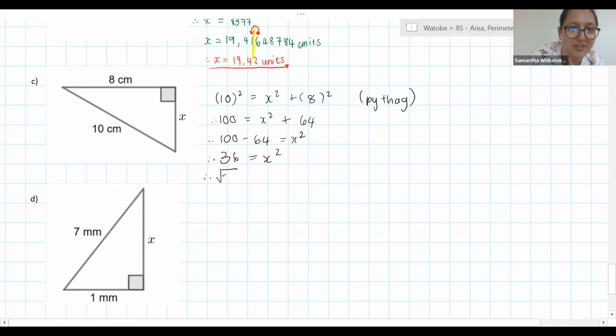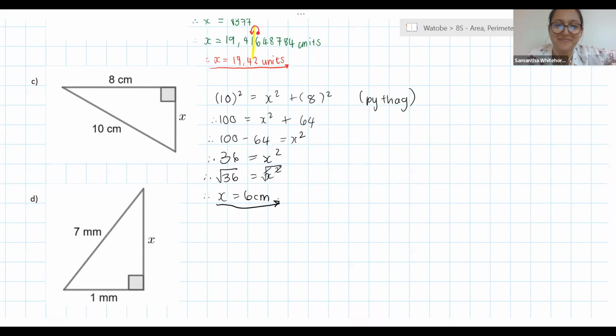Right. Good. Well done. So in the end, we get an answer of x is equal to 6 centimeters. Excellent. Well done, Loso. That is exactly it. Okay. So guys, there we go. For question C, we should have gotten 6 centimeters for the length of x.